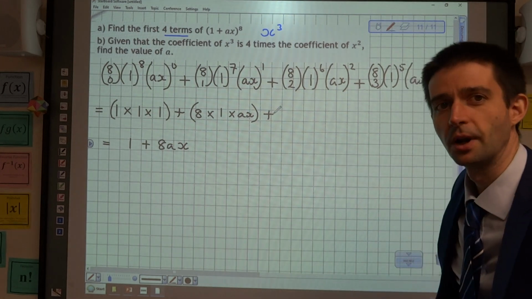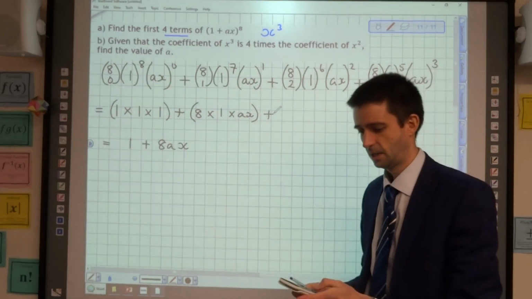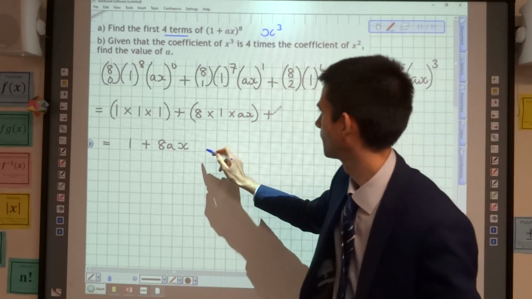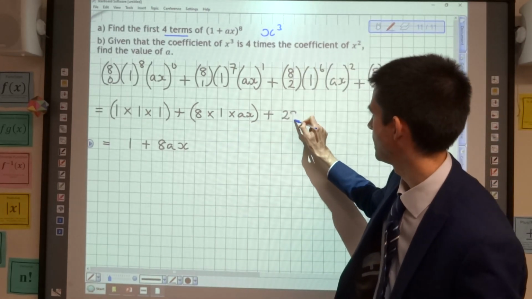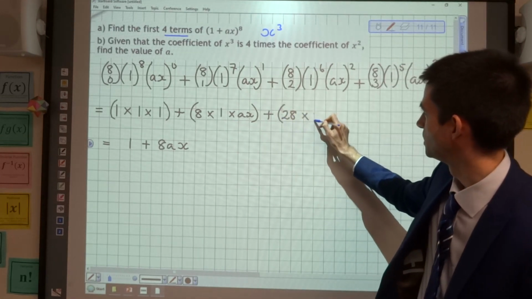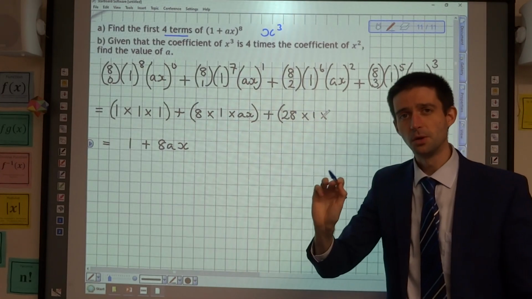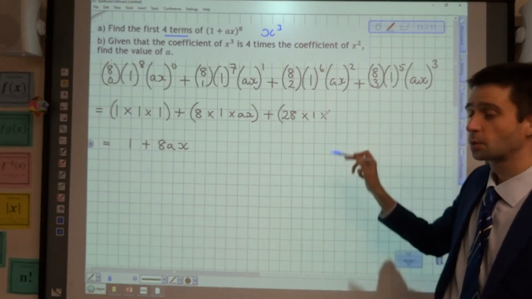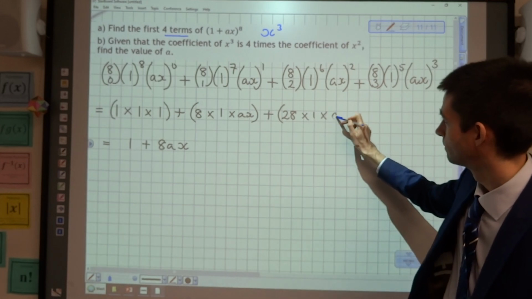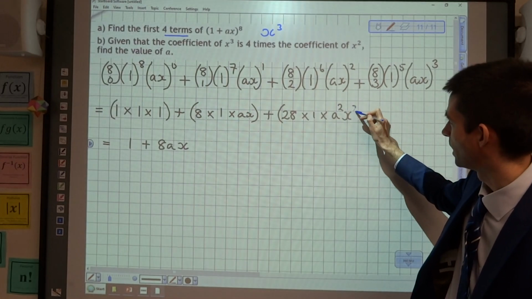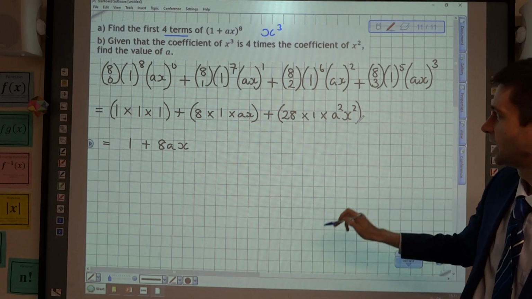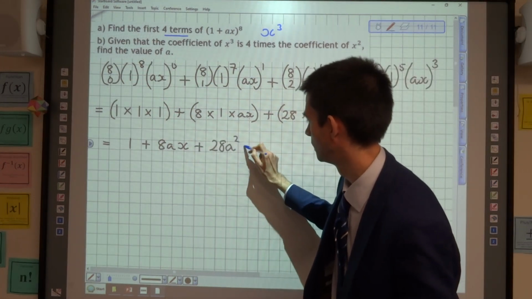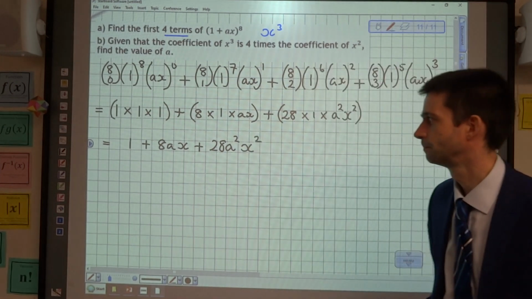8 choose 2, right, go to your calculator. 8 shift divide 2 is 28, so it's going to be 28. 1 to the 6 is 1. Now, here's where most students mess this up. With ax in the bracket squared, as well as squaring the x, you must square the a. So it's a squared x squared. So 28 times 1, we've got 28a squared x squared.